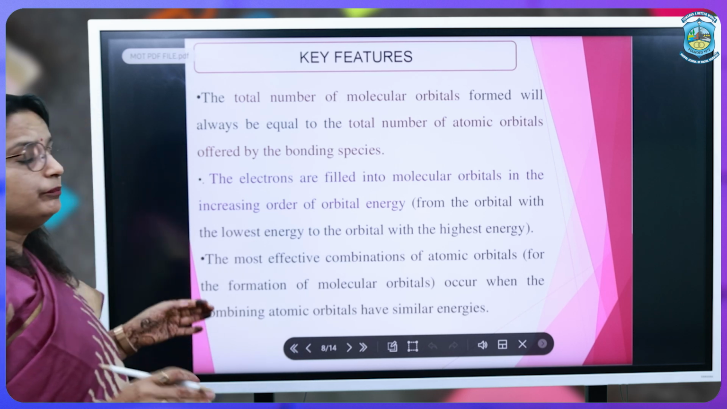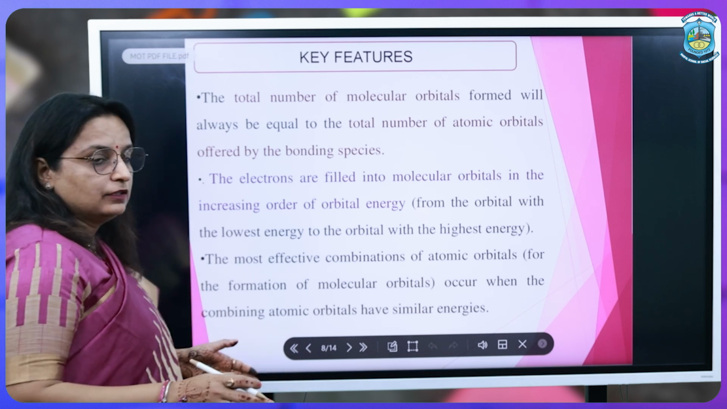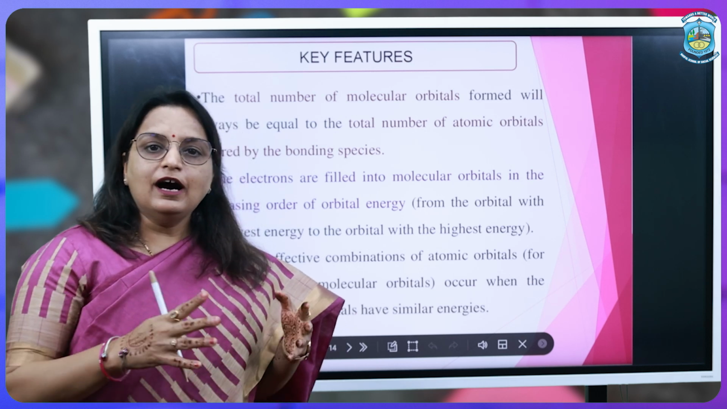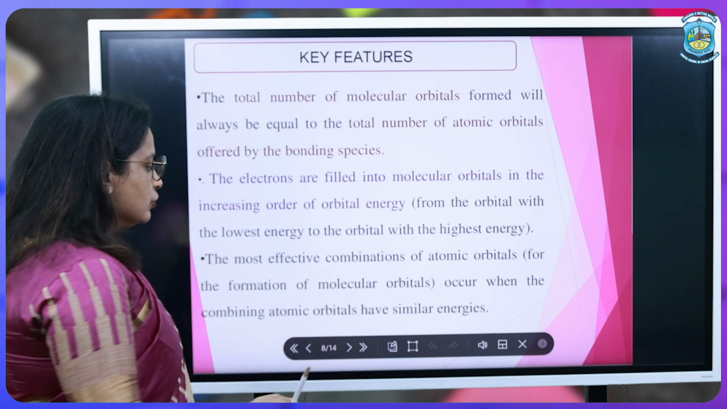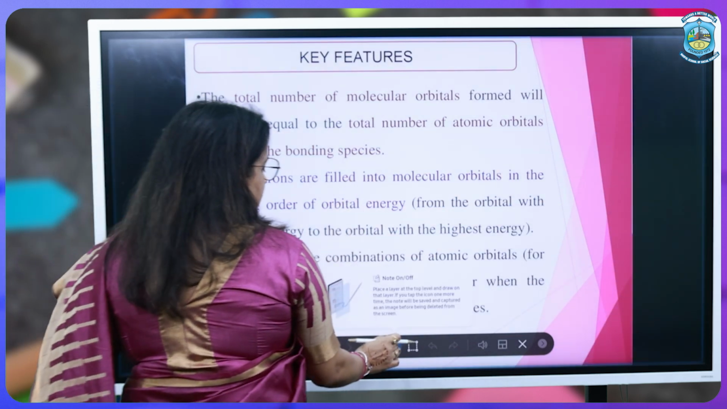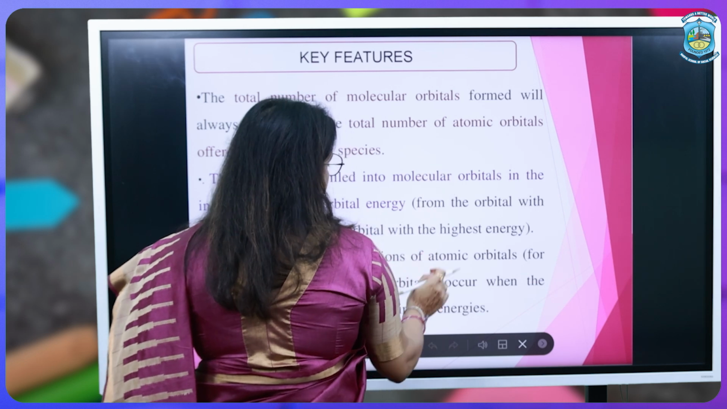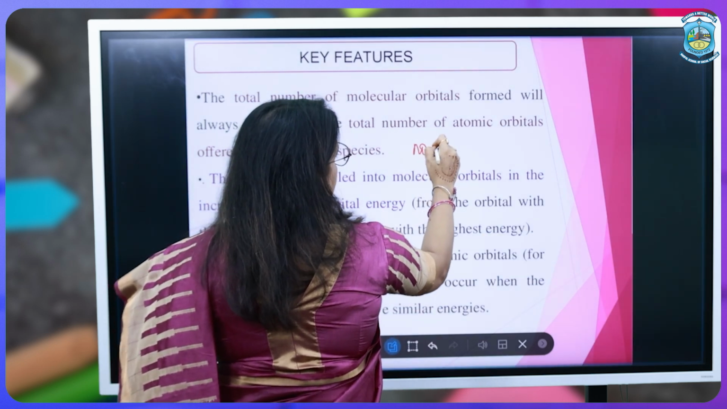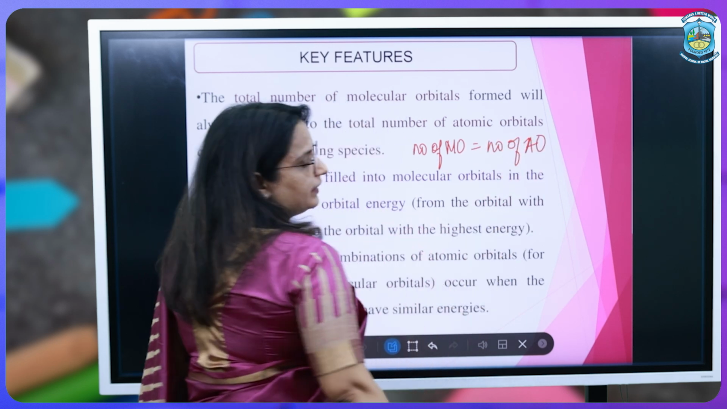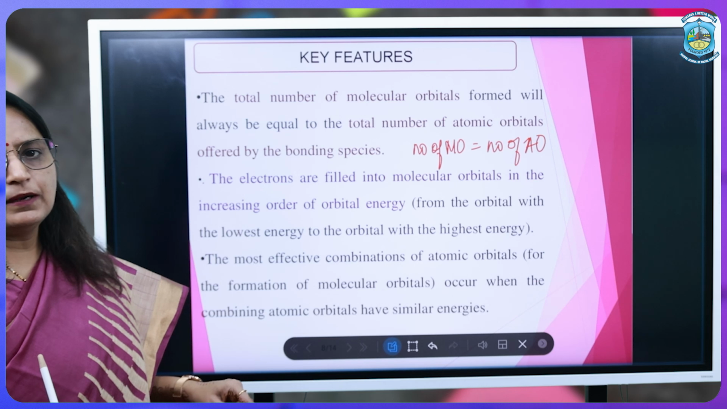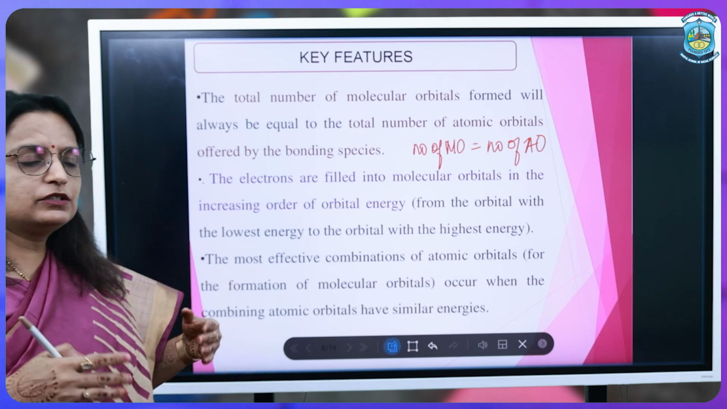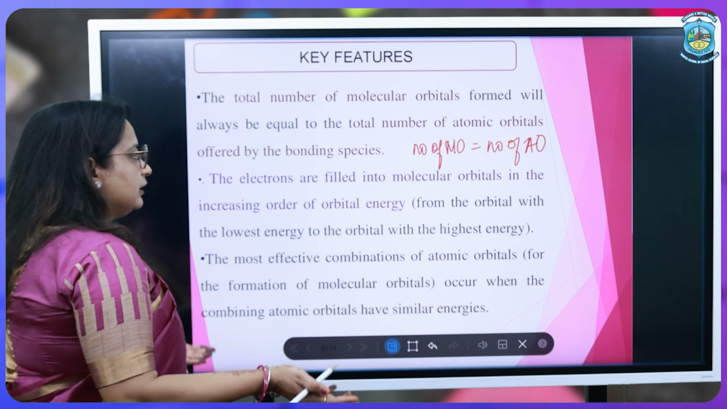Now moving on to the key features of molecular orbital theory. The first thing which we have to remember is how many molecular orbitals are formed when we combine atomic orbitals. The number of molecular orbitals formed is equal to the number of atomic orbitals combining. So if you are combining two atomic orbitals, you are going to form two molecular orbitals. If you combine six atomic orbitals, you are going to form the same number of molecular orbitals.